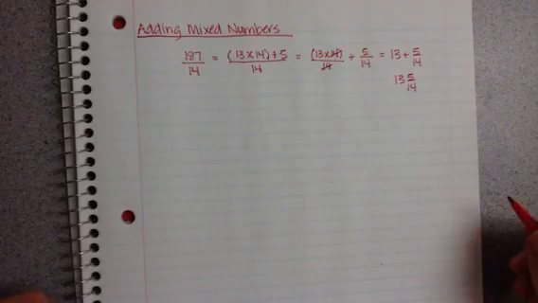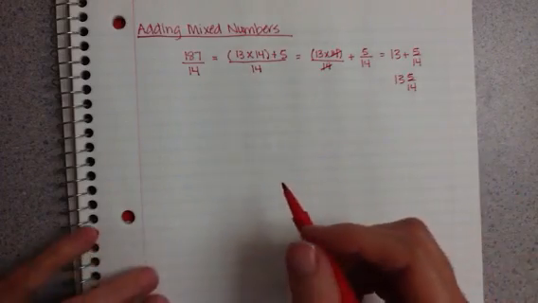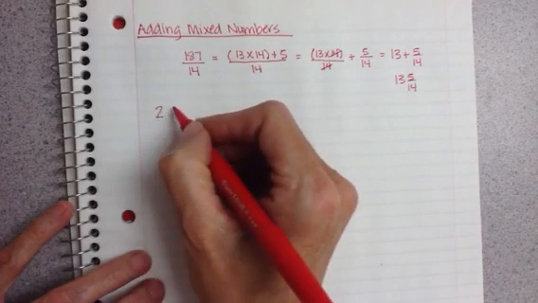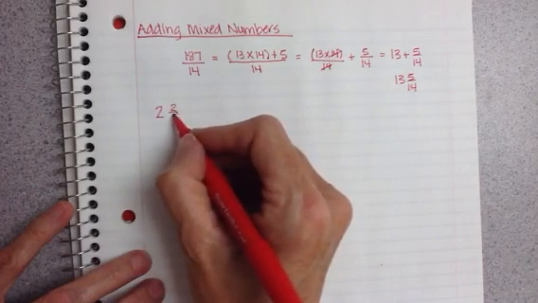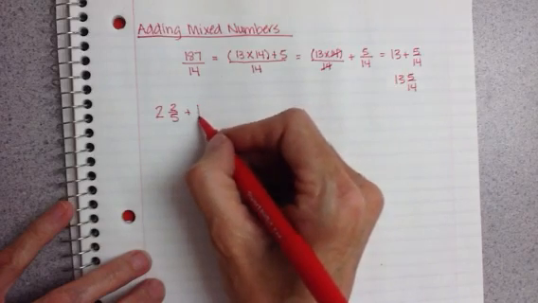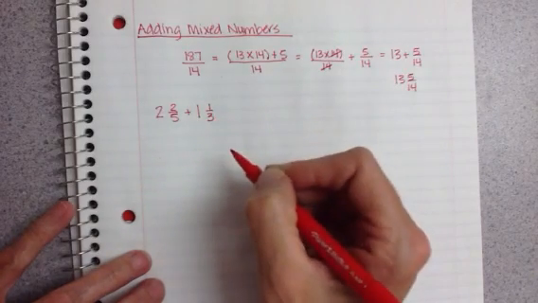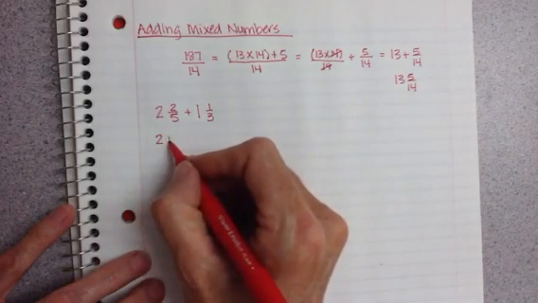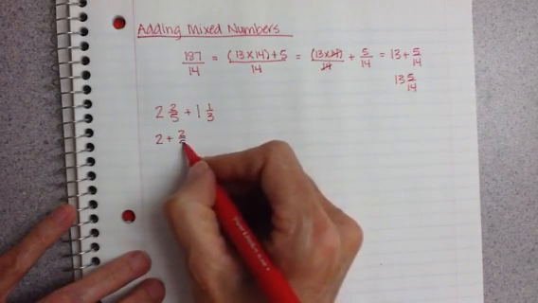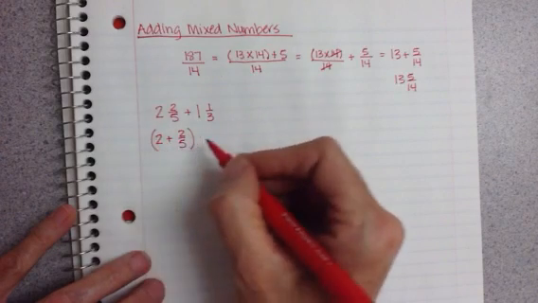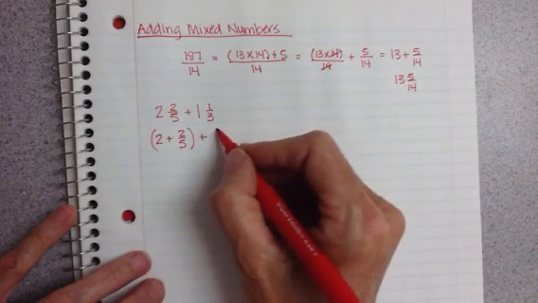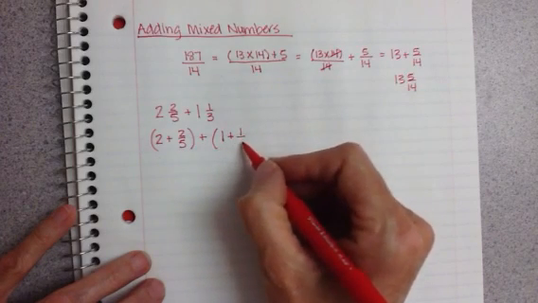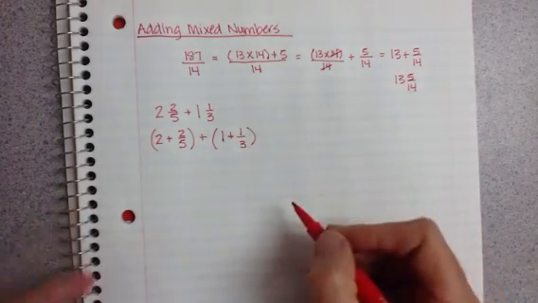So let's go ahead and apply that to a mixed number addition problem. Let's say we have 2 and 2/5 plus 1 and 1/3. So basically what this means is we have 2 plus 2/5. Okay, so that's our first fraction. And we can split this up because again it's a concatenation of a whole number 1 plus 1/3.